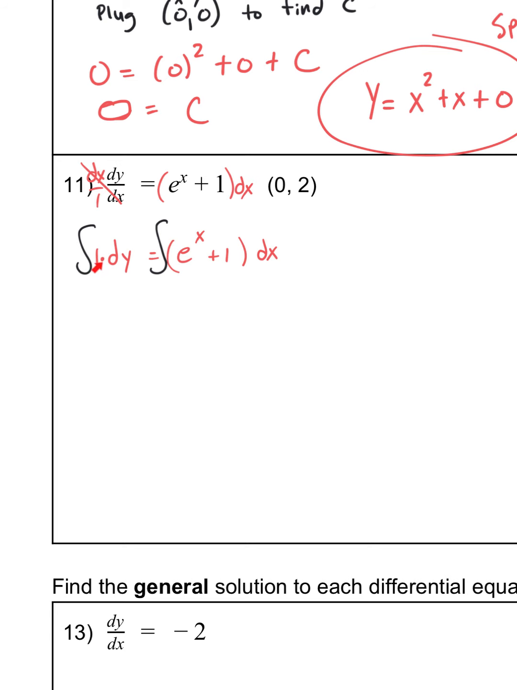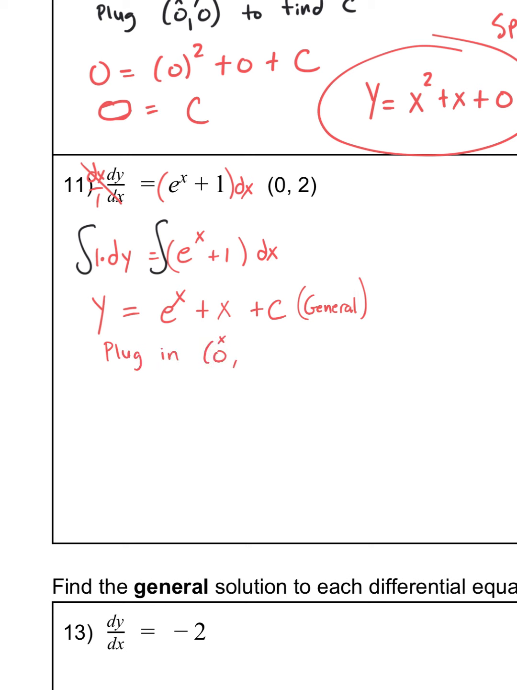So the antiderivative of 1 on the left is y. The antiderivative of e to the x is e to the x. And the antiderivative of 1 is just 1x to the first over 1. So plus x plus c. All right, there is our general solution. Now we plug in our point.